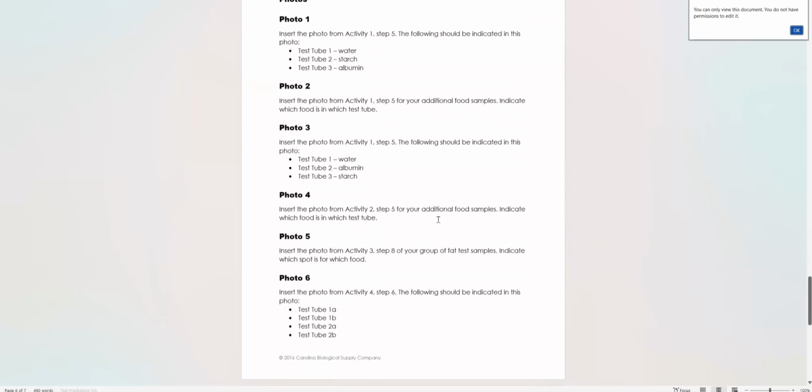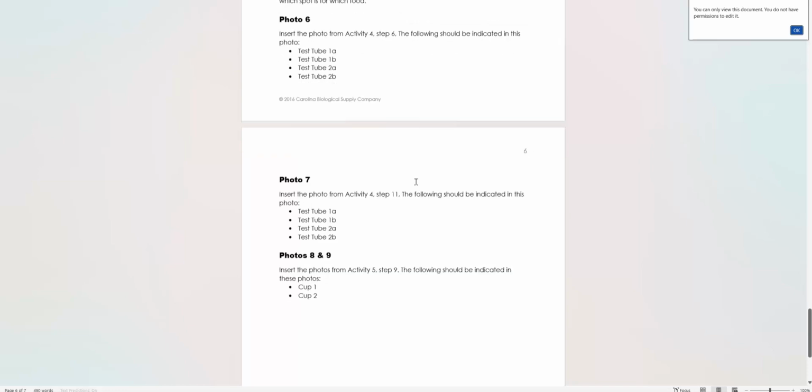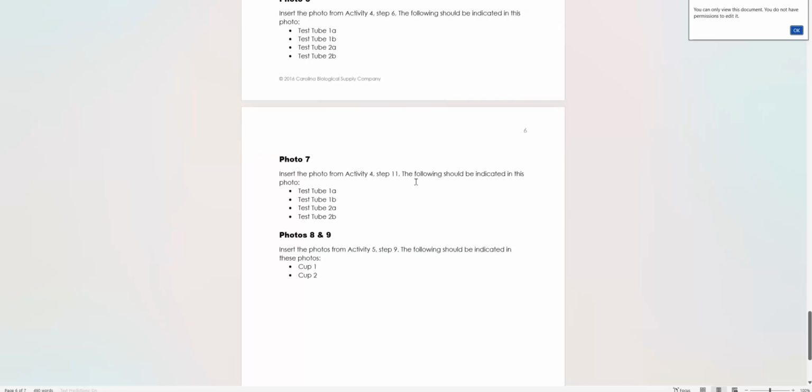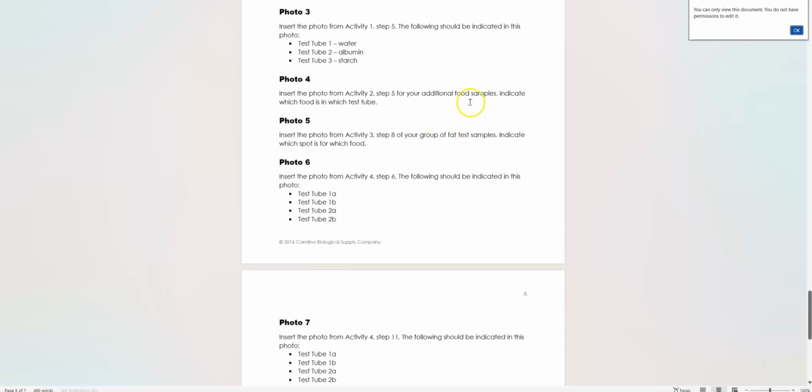So not just color changes, but yes, it has protein, or no, it doesn't, depending on what test you did. Make sure that you've got all your photos in there. There are definitely going to be a lot of them in this particular lab since there are so many activities. But if you have any questions, just let me know, and I look forward to seeing your results.